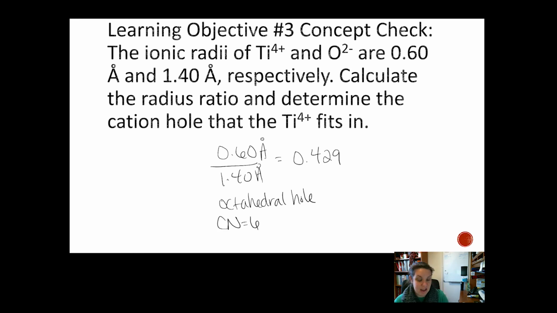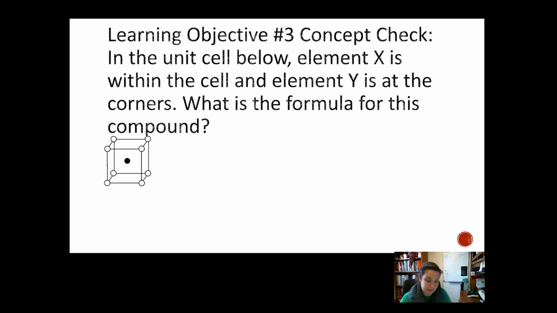Okay, let's try again. We have the following unit cell right here, and X is within the cell, so that one right there. Y is on the corner, so that one right there. We want to know what the formula of this compound is. So we need to look at our X and our Y. First of all, which one's our cation, which one's our anion? Our anion always makes up our unit cell, so it's going to be the ones that are on the corner. So this is our anion. X is our cation.